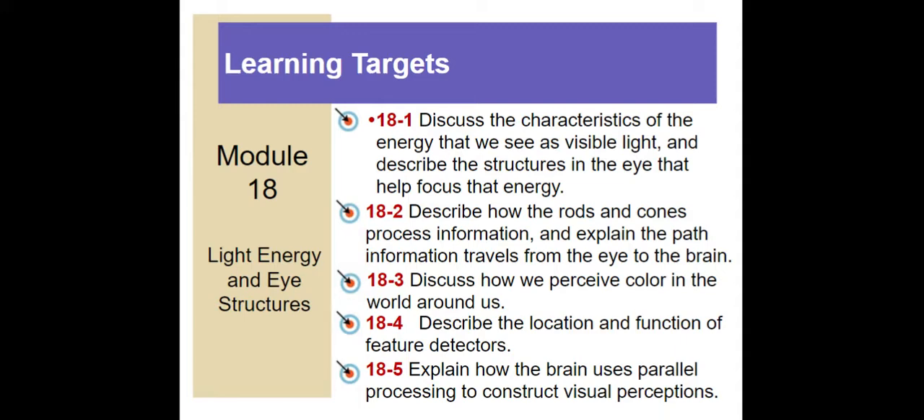Okay, so in this module, we're going to discuss the characteristics of what we call the visible spectrum. We're going to describe how the structures in the eye work and how they help to direct, interpret, and then send on for processing all of those energies. We're going to talk about rods and cones, color vision, how color is important, and feature detectors. We'll also explain the use of parallel processing and how it helps us create visual perceptions.